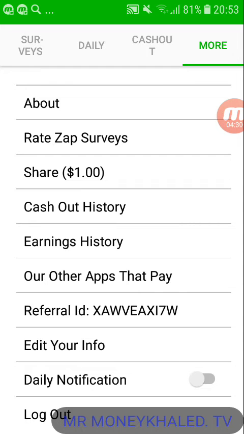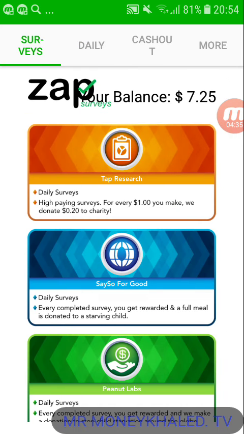I don't want to go through this information here. And you take surveys. How do you take surveys on this application? It's a daily survey, high paying survey. For every $1 you make, we donate 25 cents to charity. So for every $1 you make on this application, they donate 20 cents to charity, to people that are in need. Look at that, that is Tap Research survey.